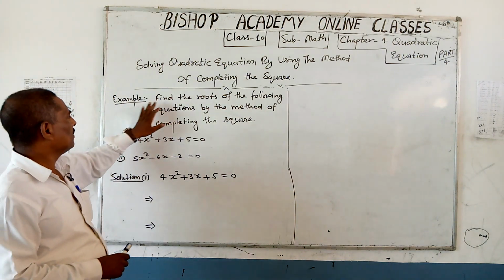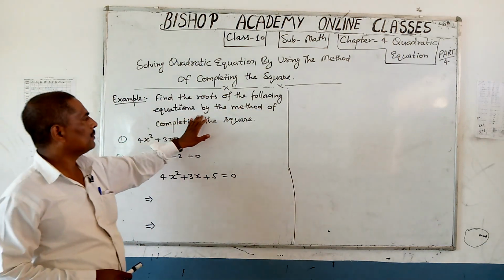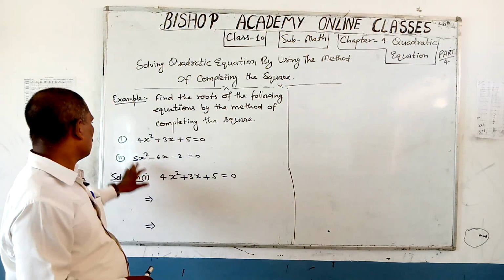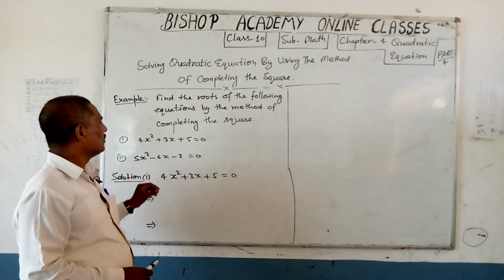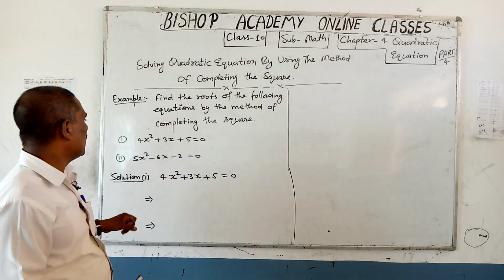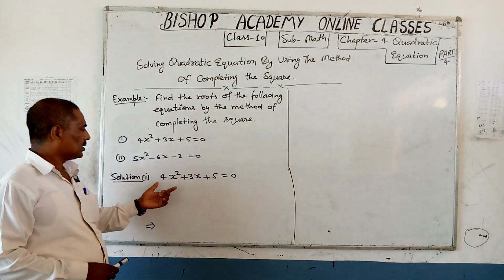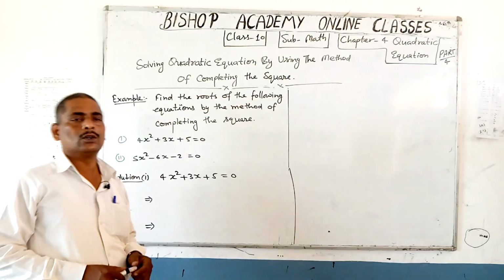Here is an example given: find the roots of the following equations by the method of completing the square. There are two equations, first and second, given below to solve by using completing the square. So let us solve this first one. The first equation is 4x square plus 3x plus 5 is equal to 0.